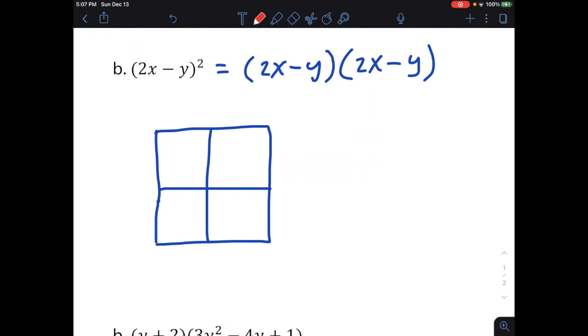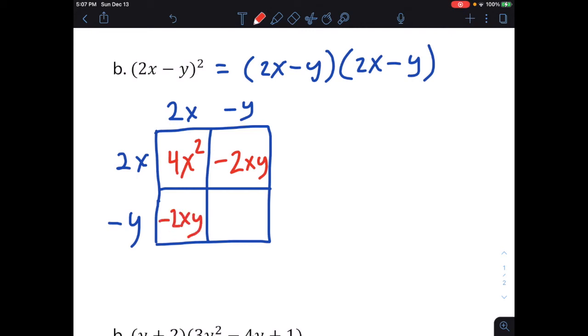So here we go. Oh, I want to say blue. So they're both the same: 2x negative y, 2x negative y. So when we multiply things here, 4x squared negative. Now watch, I'm going to write the y second. We always seem to want to write it xy, alphabetical order, right? Negative 2xy. This one's the same, negative 2xy. And then negative times negative is positive, so this is just y squared.